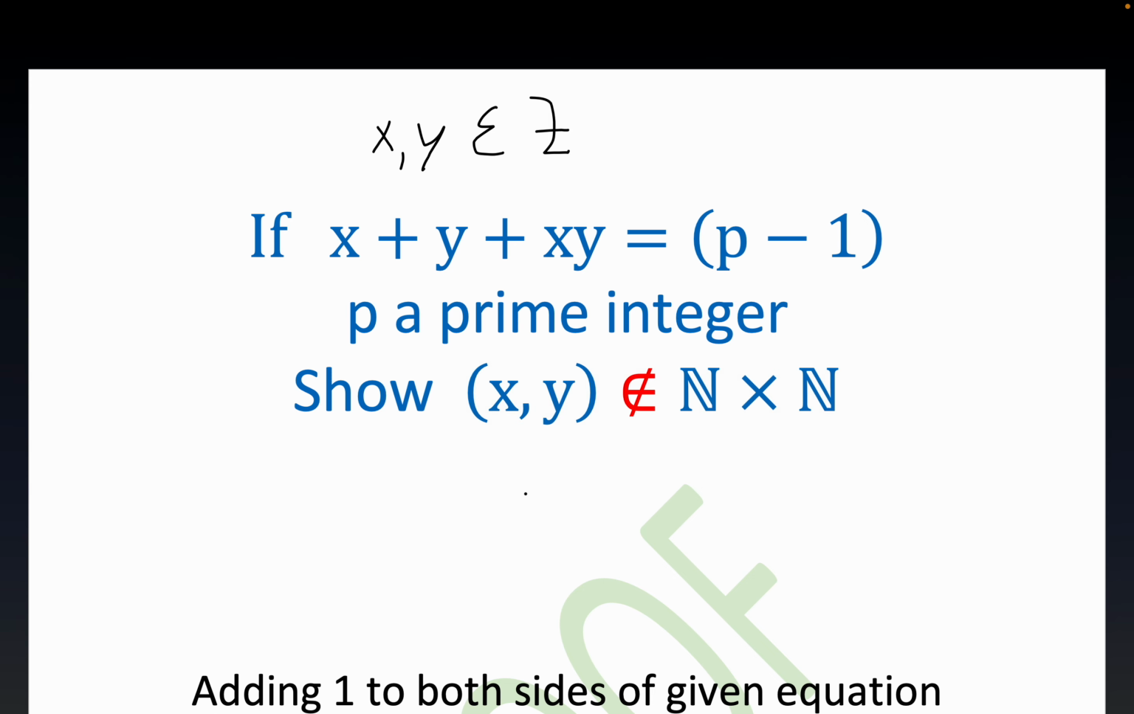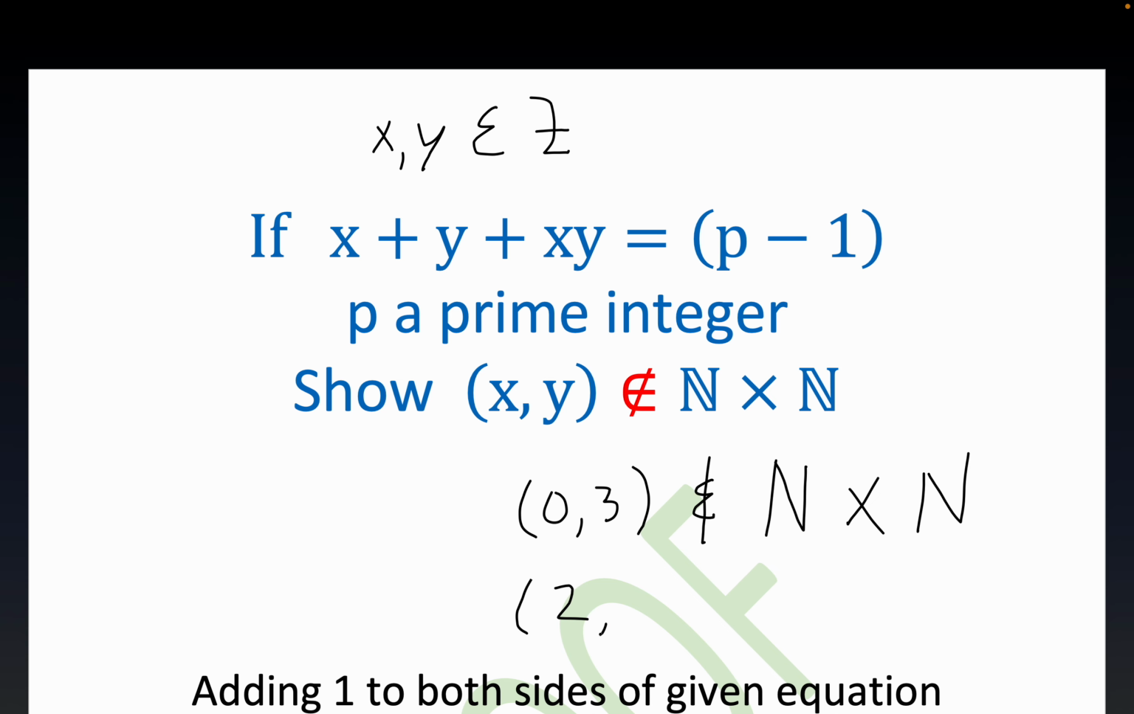Just to give you an example of what I mean by that, (0, 3). You know, the natural numbers are just the positive integers. (0, 3) is not a member of N cross N. It's the Cartesian product of the positive integers. But (2, 6) would be, okay?